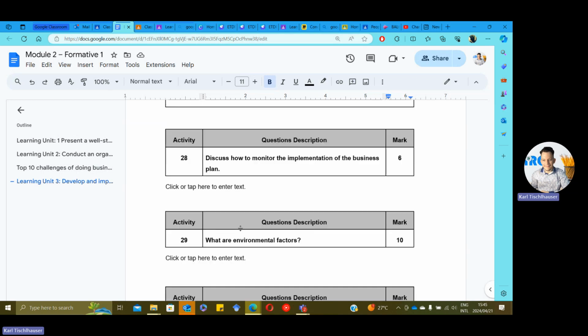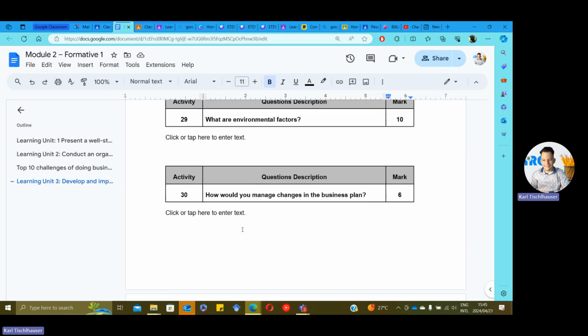Okay. 29 says, what are environmental factors? There's literally a slide that tells you about it. If you want, you can also present the other ones. You can provide me with VUCA, or you can provide me with PESTLE. Whichever one you want to provide, it's a lens on the environmental factors. I'd accept it. Okay. 30 says, how would you manage changes in a business plan?